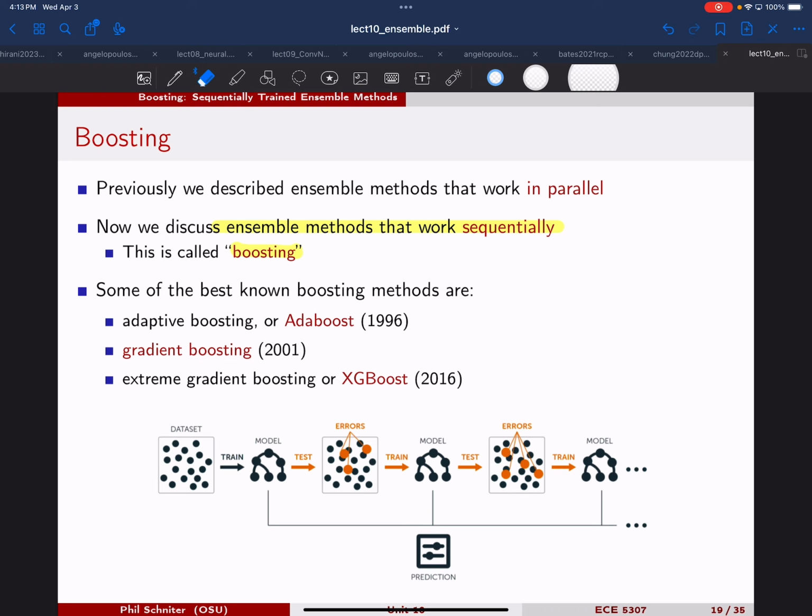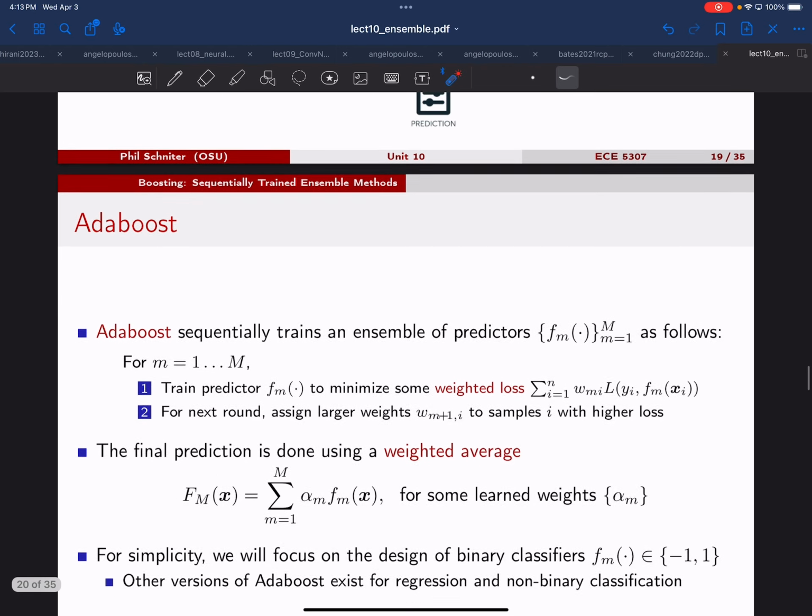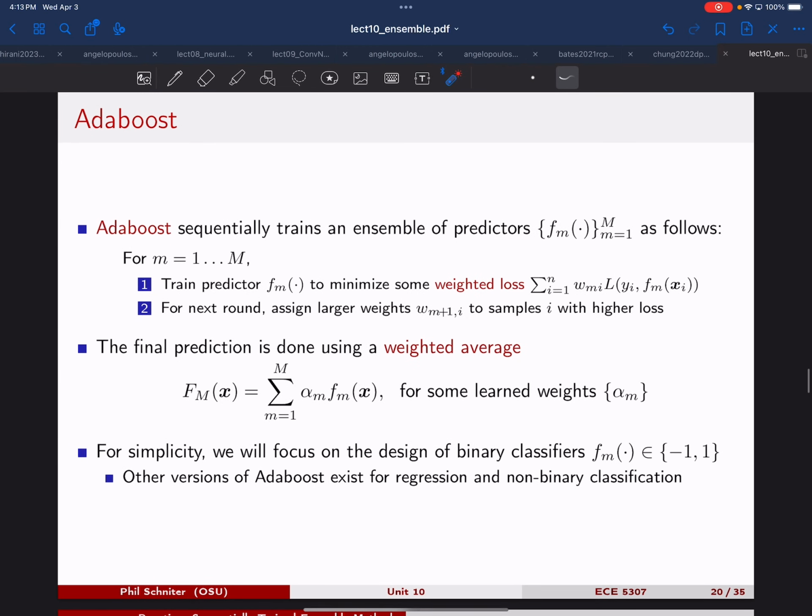So we're going to talk about three different approaches to boosting, starting with a relatively simple one, AdaBoost, and then talk about gradient boosting, and then a modern one, which is extreme gradient boosting, which is very popular in machine learning contests just because it works so well. Okay, so AdaBoost is just the simplest one, so we'll start there.